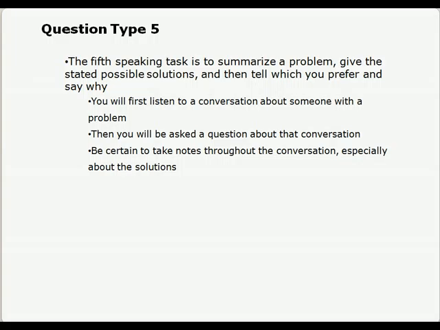So let's begin with question type number 5. The fifth speaking task is to summarize a problem, give the stated possible solutions, and then tell which you prefer and say why. You will first listen to a conversation about someone with a problem. Then you will be asked a question about that conversation. Be certain to take notes throughout the conversation, especially about the solutions.